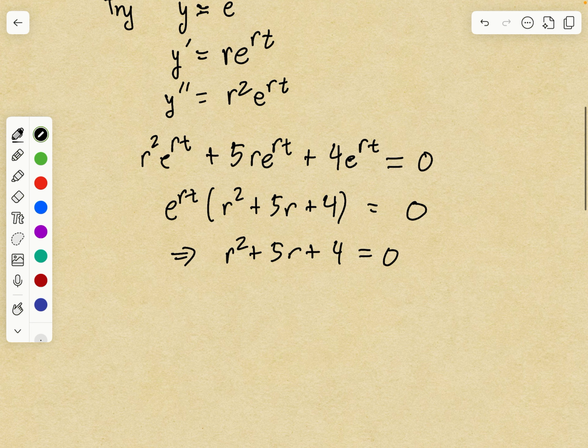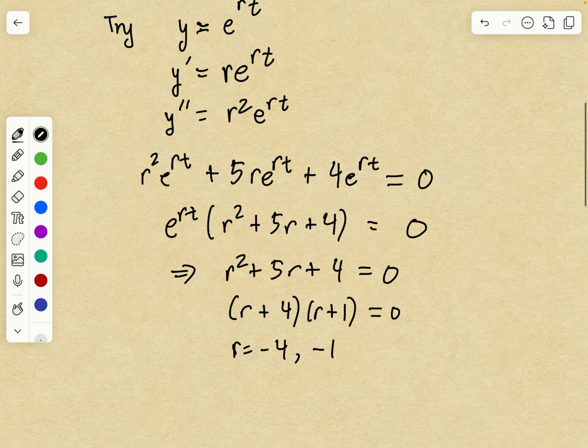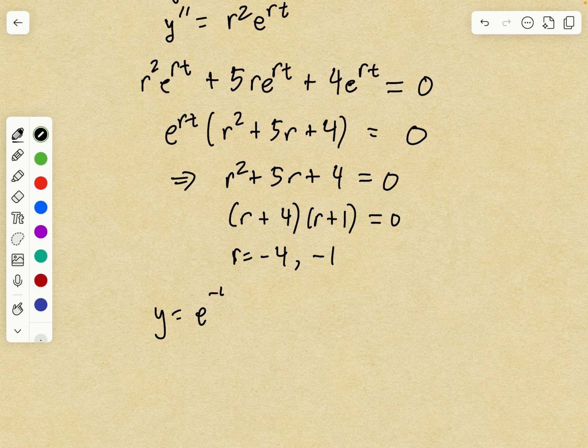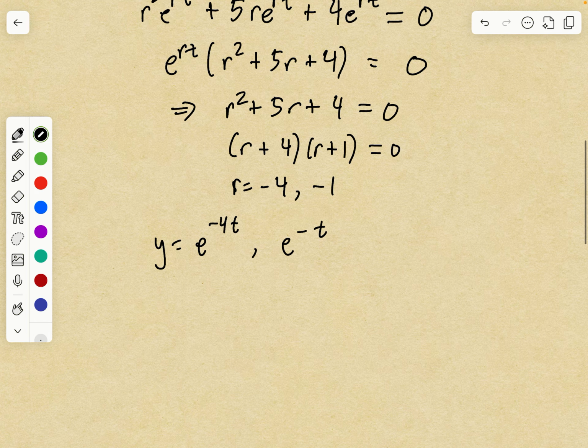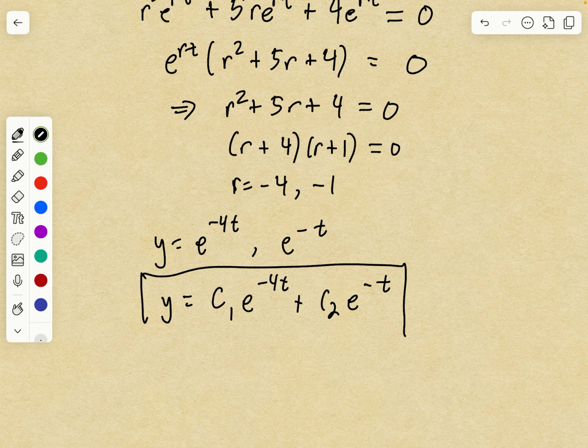Now I can solve this equation because I can factor it as r plus 4 times r plus 1 equals 0. So I have two numbers whose product is 0, and of course I know how to solve this. r is -4 or -1. So two solutions are y equals e to the negative 4t and e to the negative t. Actually, there's a theorem that says that once you have these two solutions, all the solutions are going to be a constant multiple of the first solution plus another constant multiple of the second solution. So c1 and c2 are just real numbers, and that's the general solution to this differential equation.